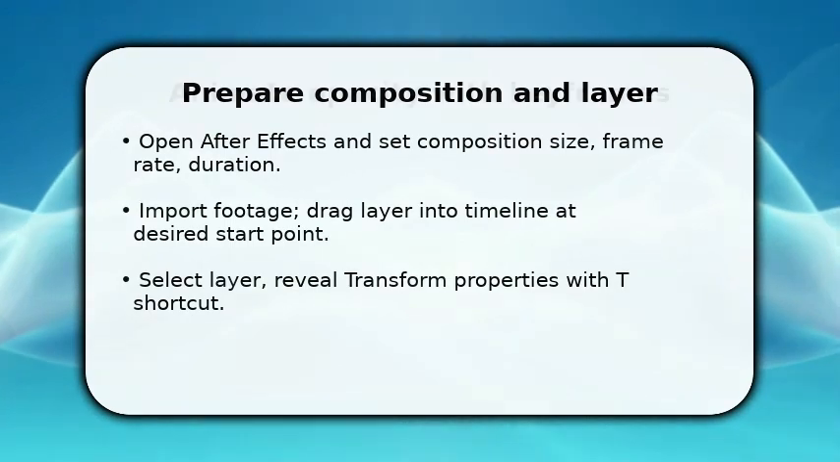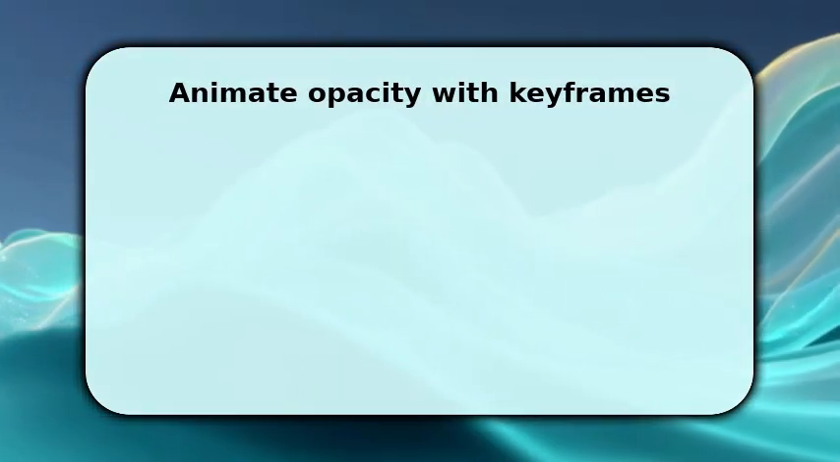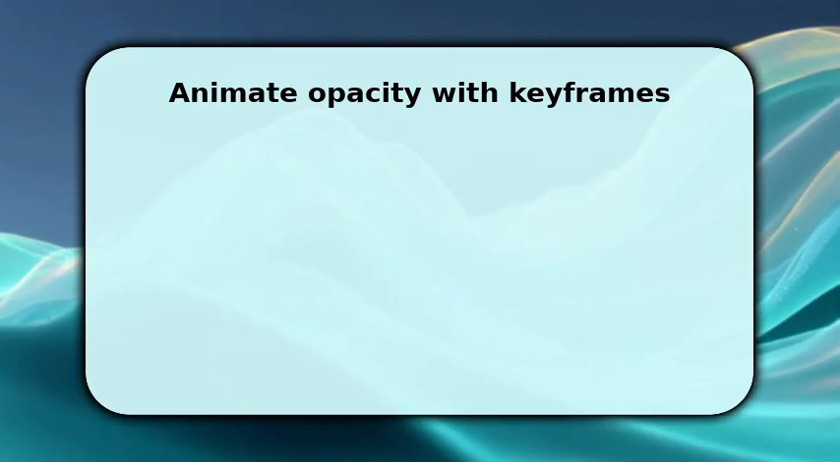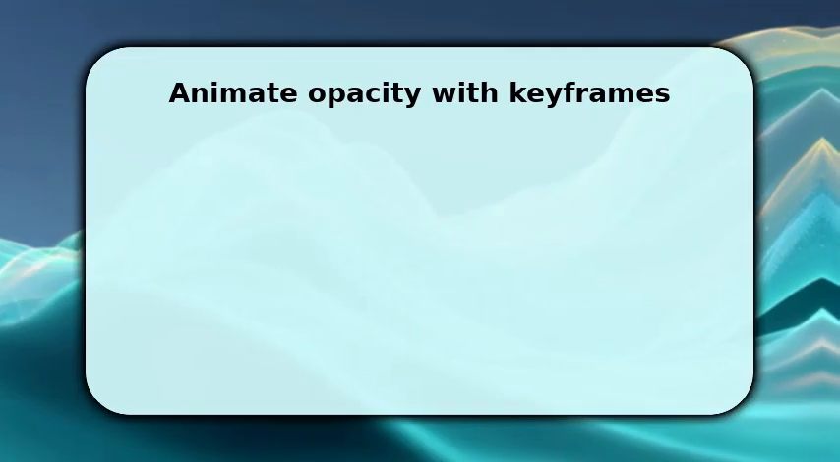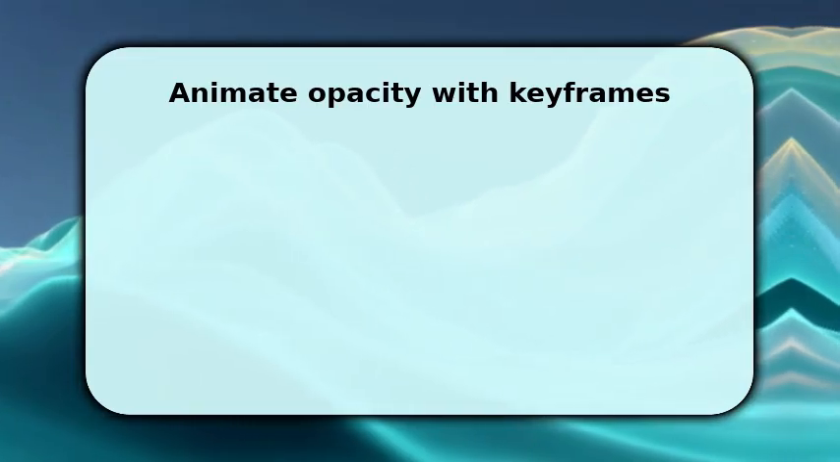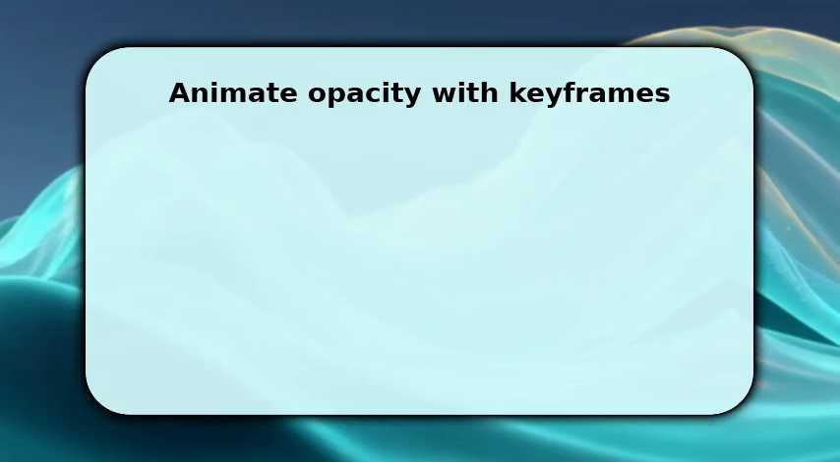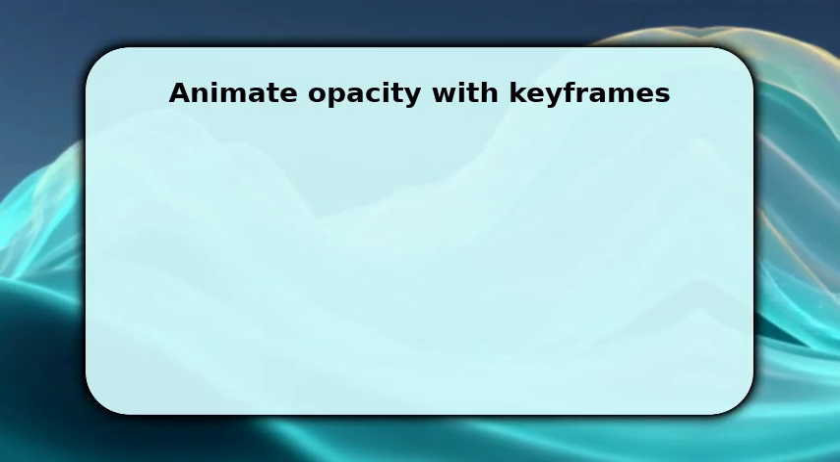Now animate. Click the stopwatch beside opacity to set your first keyframe at 100%. Move the playhead to where the fade should end and change opacity to 0 or 50%, creating a second keyframe. You can add intermediate keyframes for complex ramps.